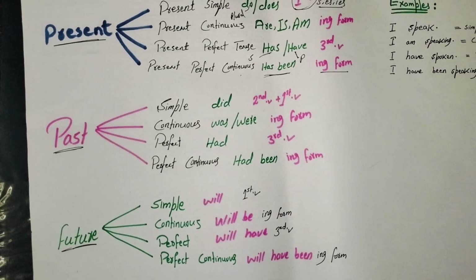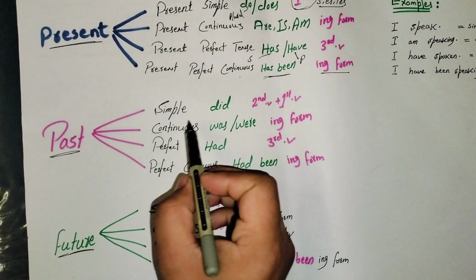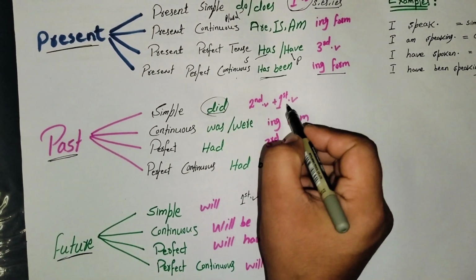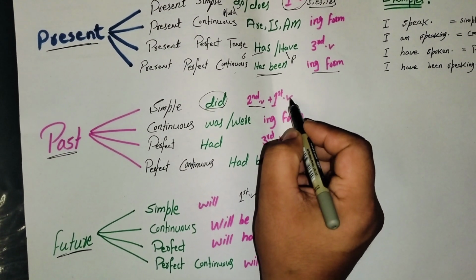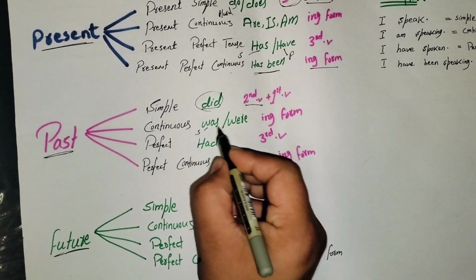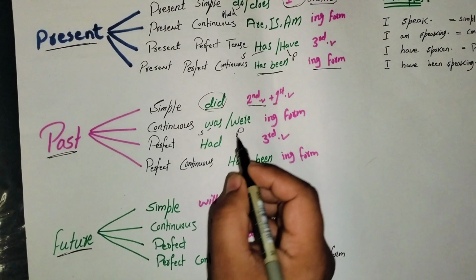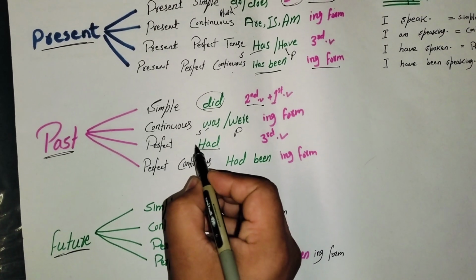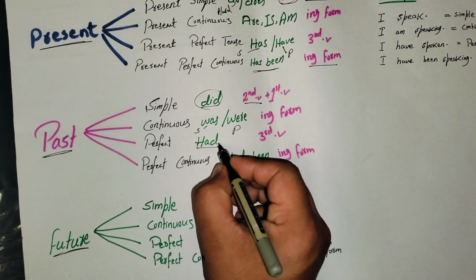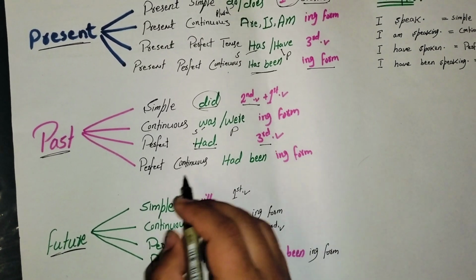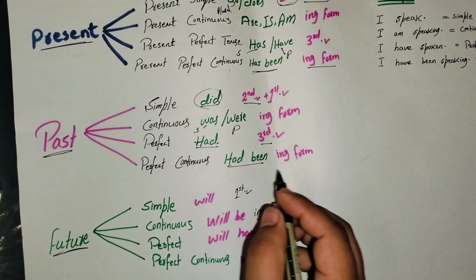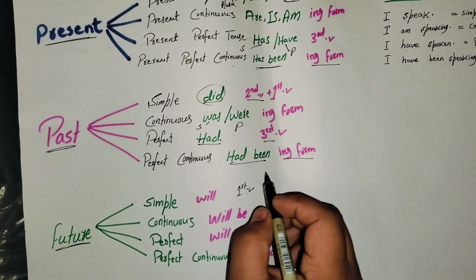Then according to the past tense, with the past simple we use did as a helping verb, and then the first form of the verb. In continuous we use was and were. Was is used with the singulars and were is used with the plurals. And after that we use had. Had is used in the past perfect, as a helping verb and then the third form of the verb in a sentence. In past perfect continuous we use had been with all of the pronouns while using the ing form of the verb.